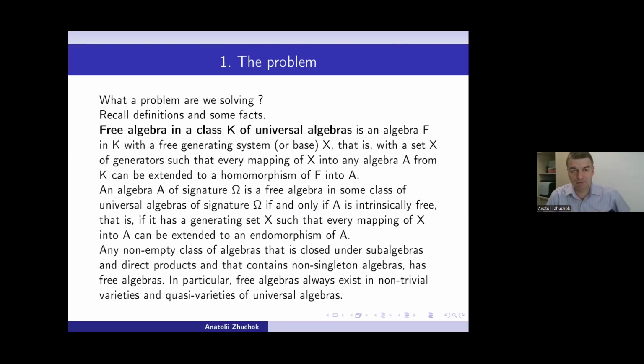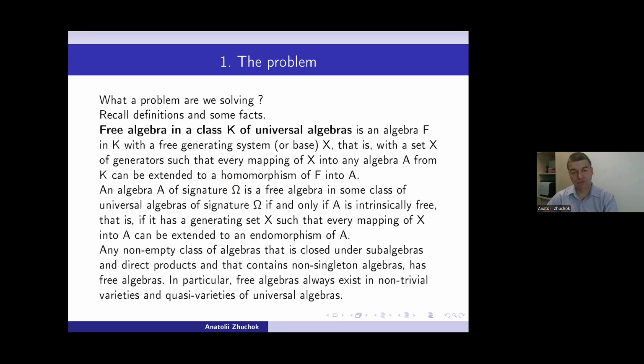What problem are we solving? I recall a definition of free algebra. A free algebra in the class K of universal algebras is an algebra F in K with a freely generating system, that is, with a set of generators X such that every mapping of the set X into any algebra A from our class can be extended to a homomorphism from F into A.